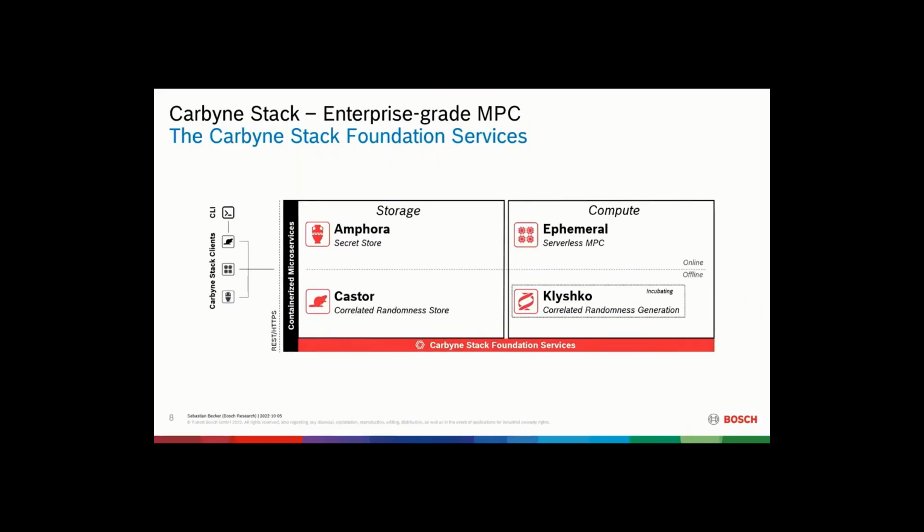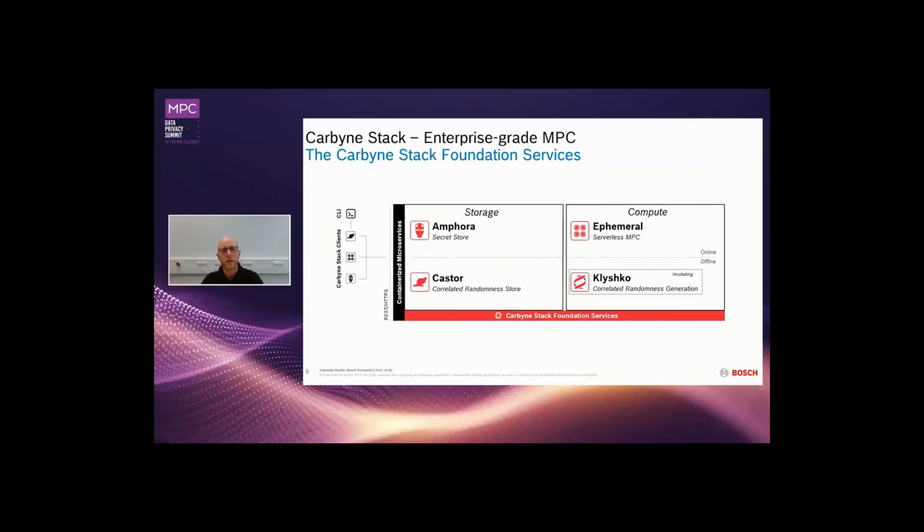At its core, Carbyne Stack provides four foundation services, two for the online phase and two for the offline phase. In the offline phase, there is the Klyshko service that implements correlated randomness generation and whose generated data is stored by Castor to be used for computations in the online phase. For the online phase, there's Amphora, the secret store where clients can upload sensitive data using additive secret sharing to store and organize it for later use by Ephemeral, where Ephemeral is the serverless MPC service that uses MP-SPDZ to perform computations with the secrets stored in Amphora.